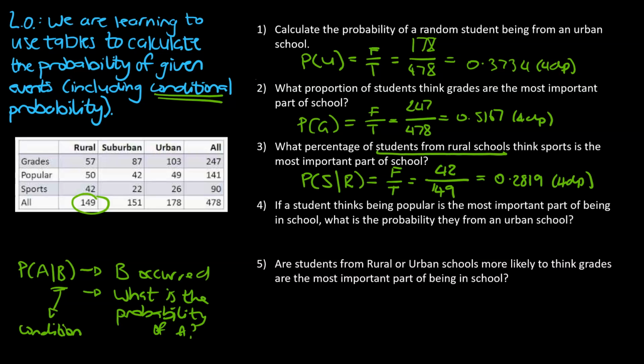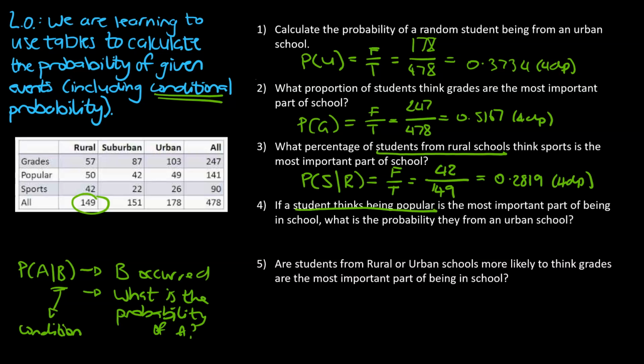So we don't care about all students. We now only care about students from rural schools. We're then going to look at question 4. If a student thinks being popular is the most important part of being in school, what is the probability they are from an urban school? So same scenario as before. We're not looking at all students. We know that student thinks being popular is the most important part of school.